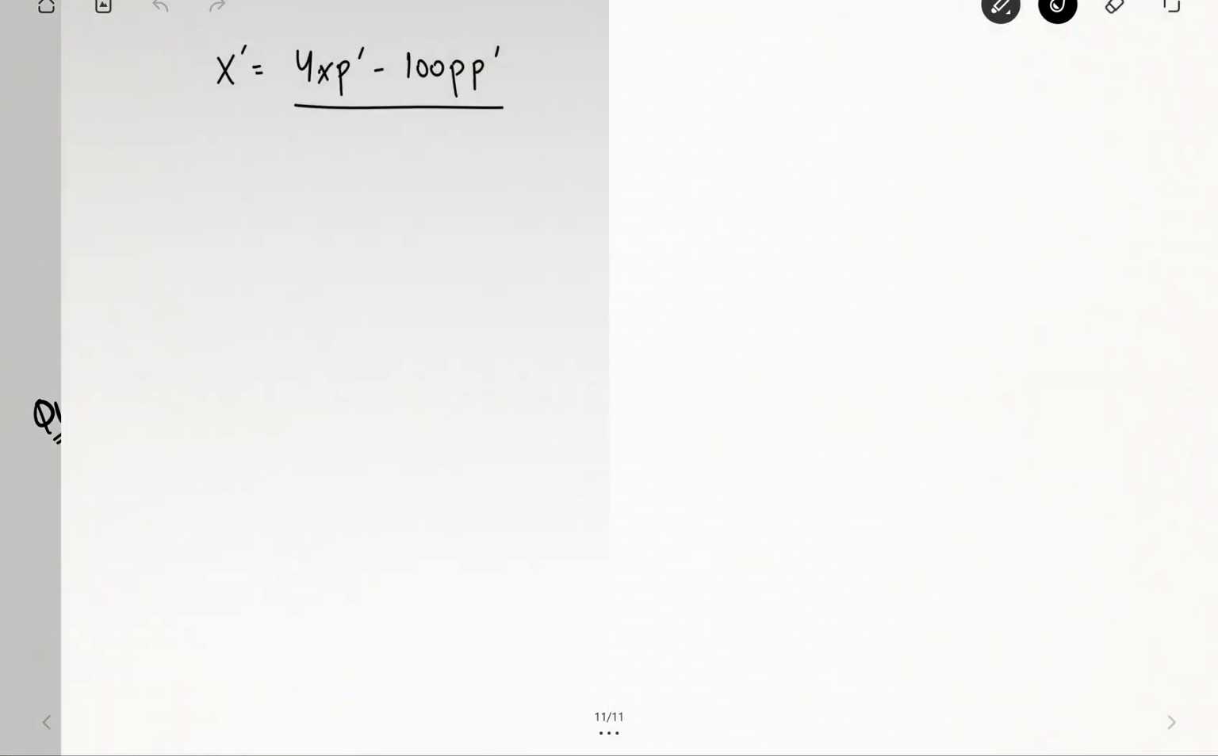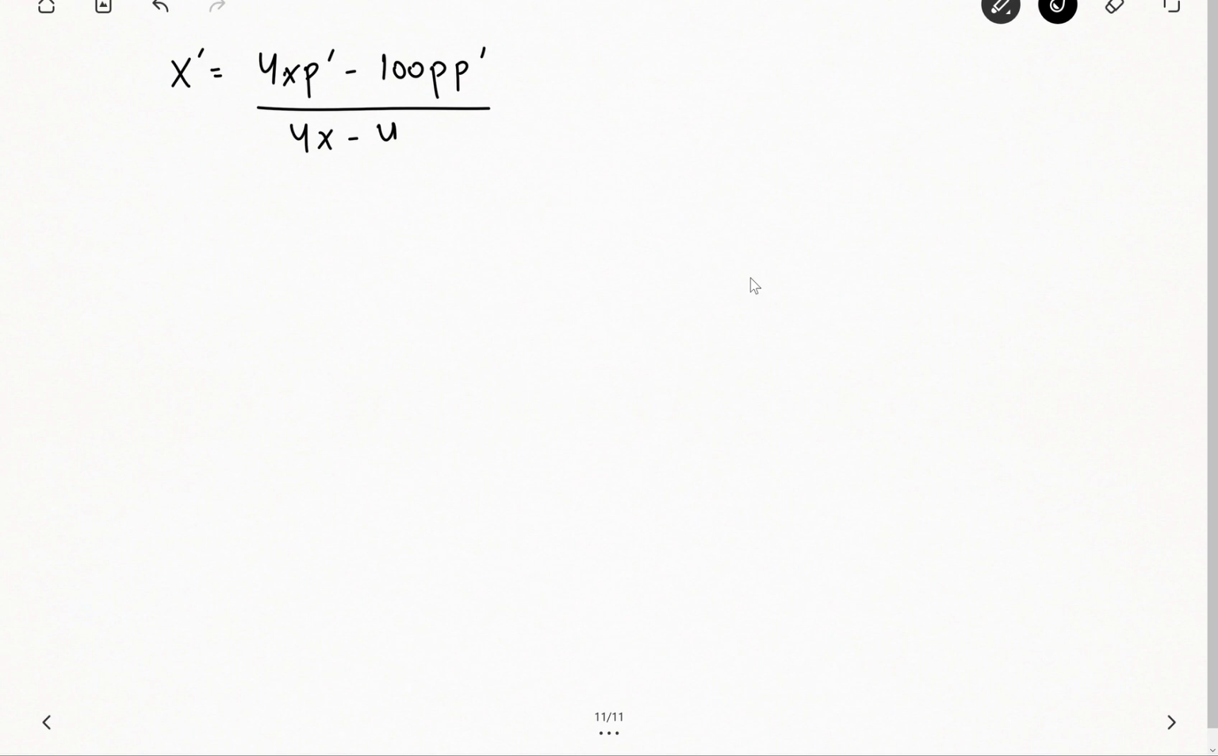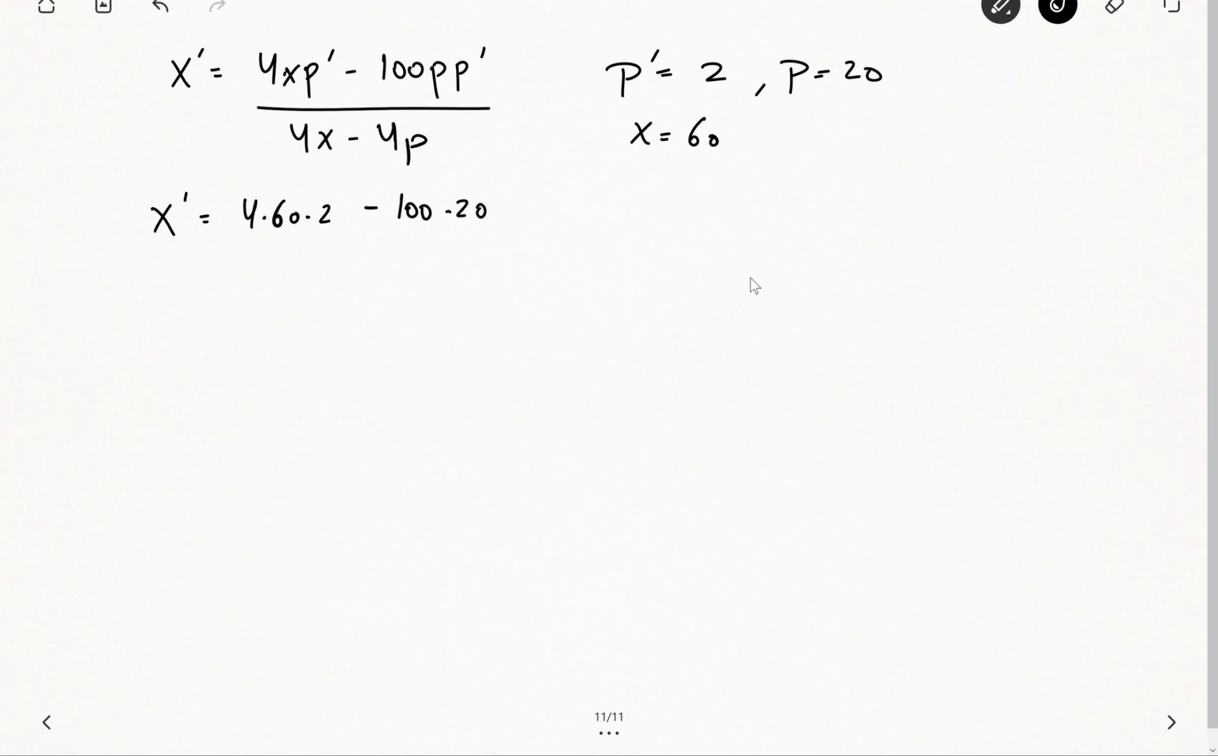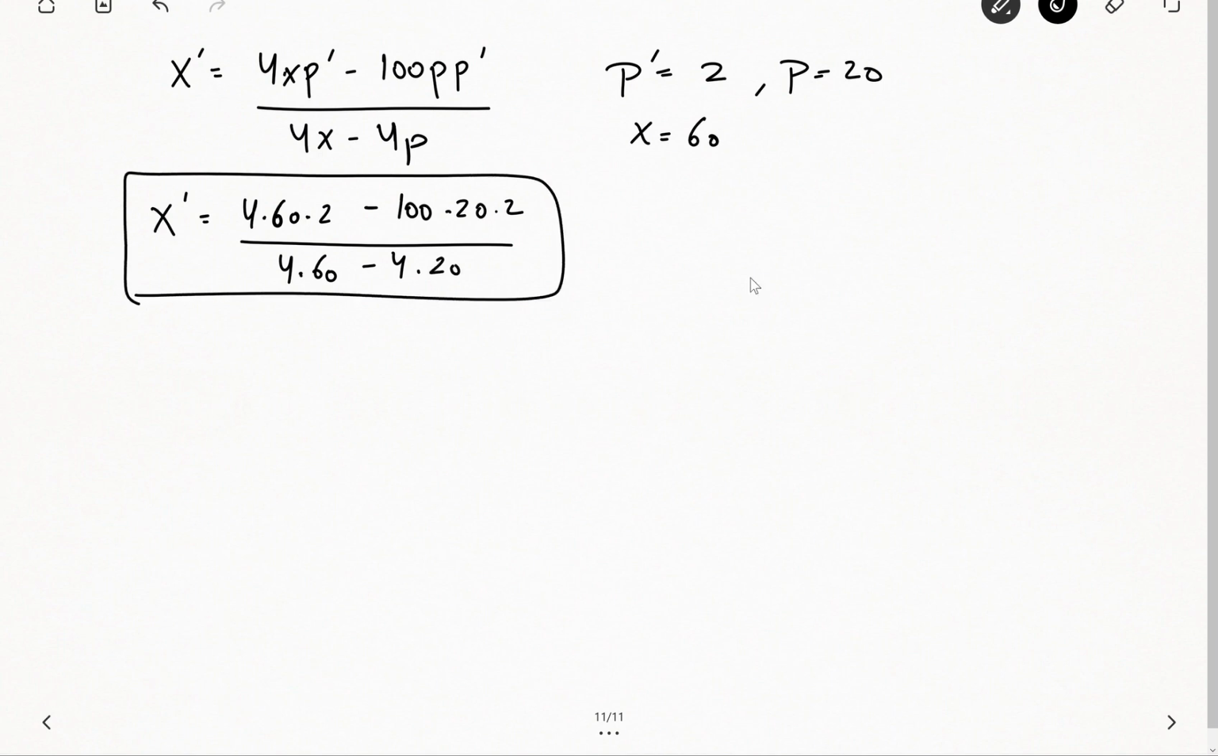(4x minus 4p). So now we know p prime is going to be 2, p is going to be 20, and x we figured out to be 60. Punch it in. 4 times 60 times 2 minus 100 times 20 times 2, all over 4 times 60 minus 4 times 20. And you can submit that as it is.